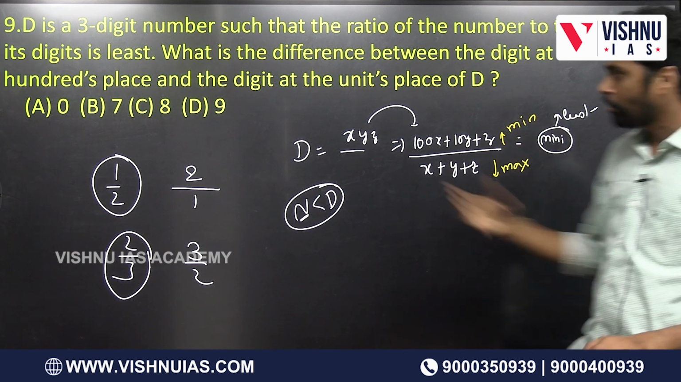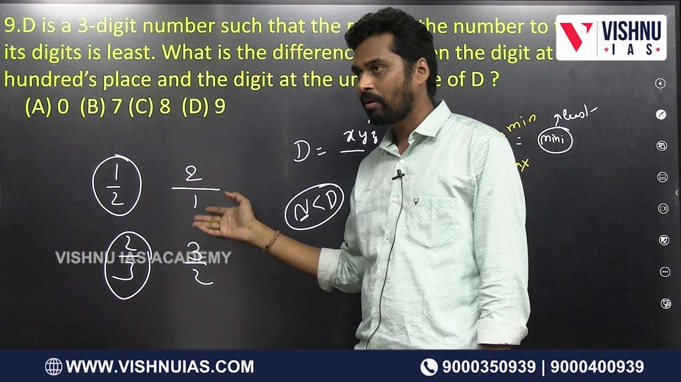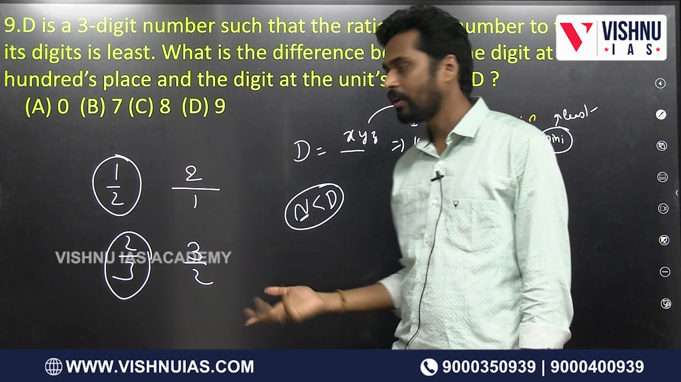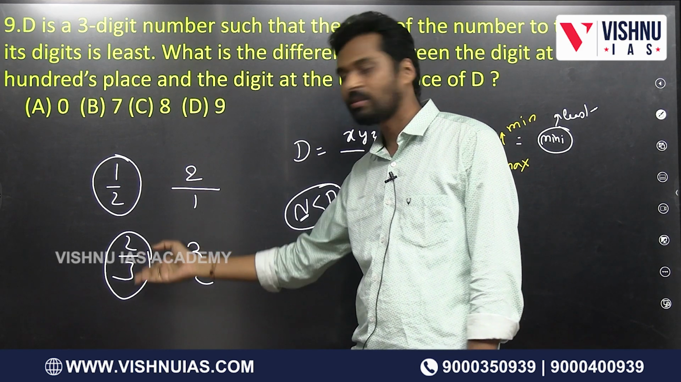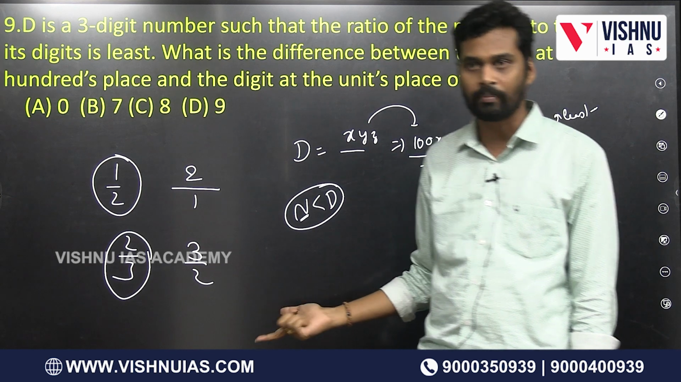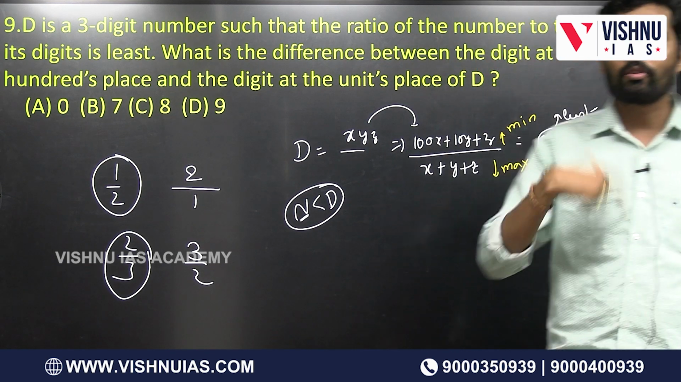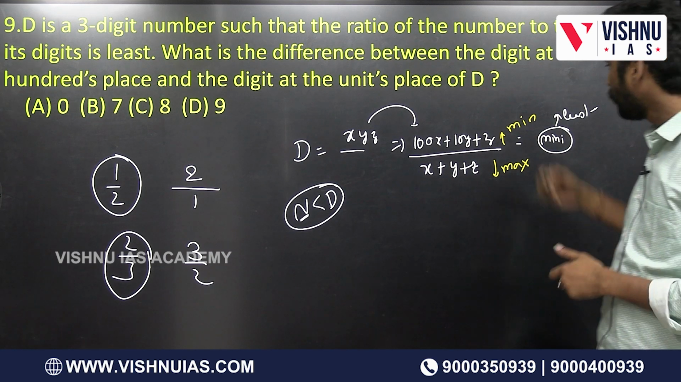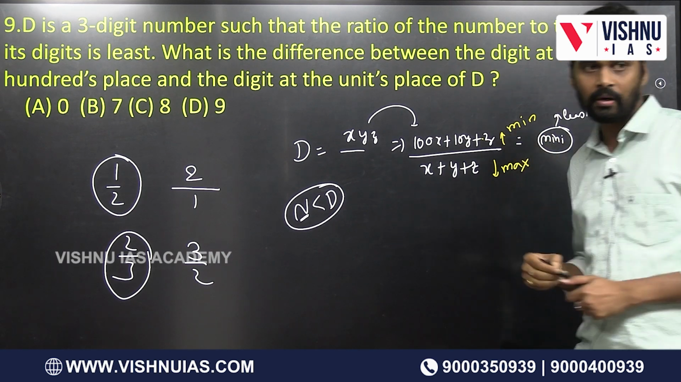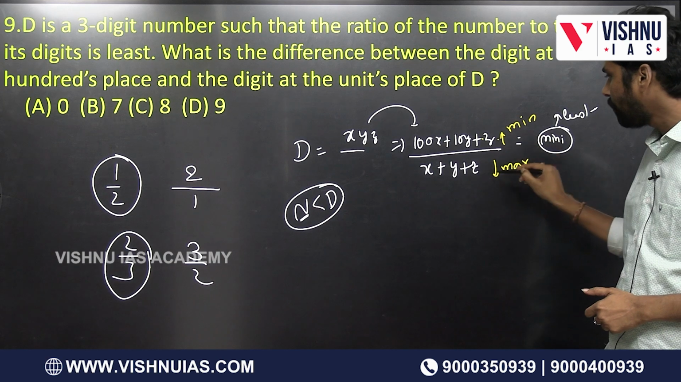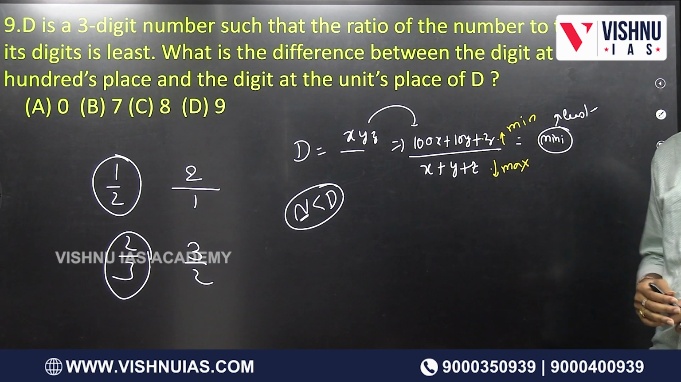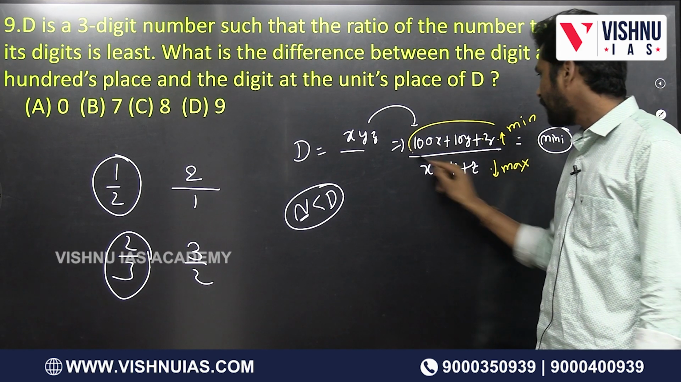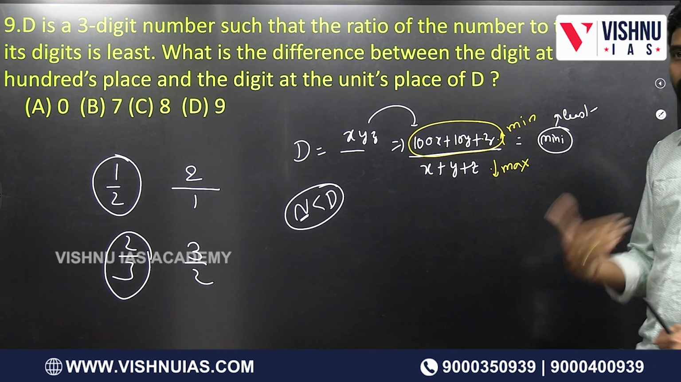So you can see some examples, 1 by 2, 2 by 1. Out of these two numbers, 1 by 2 is the least number. 2 by 3, 3 by 2 means that 2 by 3 is the least number between the two. So when a ratio or a fraction should be minimum, the numerator part is less than the denominator, which means that this value has to be minimum value, this value has to be maximum value. Now coming back to this one, how do you find out the minimum possible value?